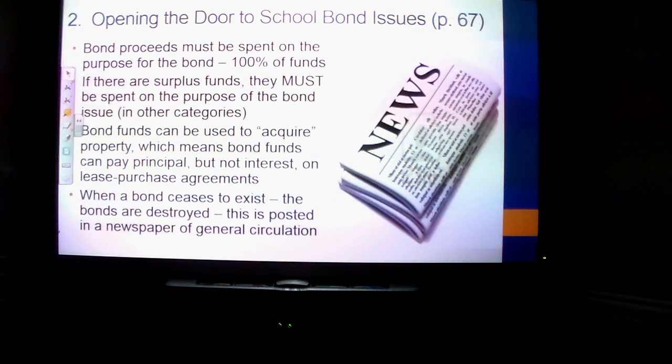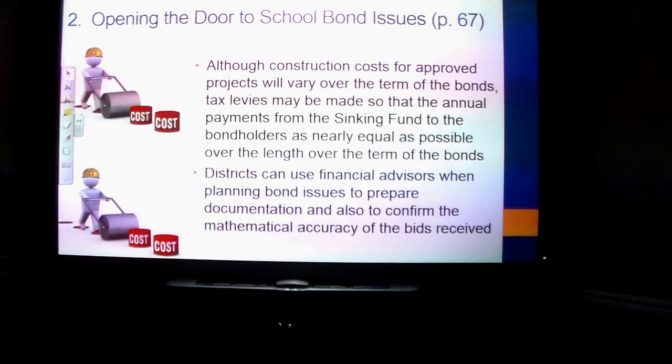Bond funds are allowed to be used to acquire property. So they can pay principal on lease purchase agreements too. So you can use bonds to acquire more property if it's something that's going to benefit the district. Once the bond doesn't exist anymore, it's been paid off, it's destroyed, and it must be posted in a newspaper. Construction costs vary. Expenses change, expectations change. So you want to try to have payments as nearly equal as possible over the length of the terms of the bonds. Districts have the right to use a financial advisor when planning bond issues. That'll help them prepare documentation and confirm the accuracy of the bids received.